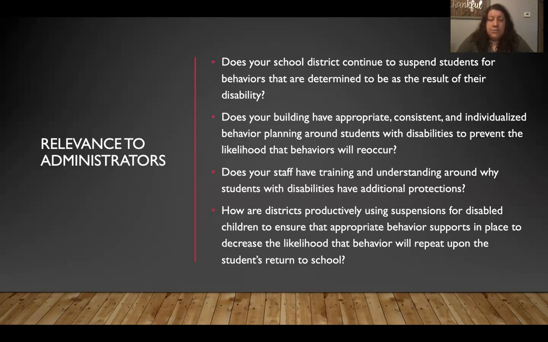And how are districts productively using suspensions, so the couple of days the student is out of school, for disabled children to ensure that appropriate behavior supports are in place to decrease the likelihood that the behavior will repeat upon the student's return to school? Meaning that suspension should be used as a time for the team to reconvene, potentially hold a new IEP, behavior planning, or whatever is necessary to ensure that the likelihood of that child's behavior does not reoccur.